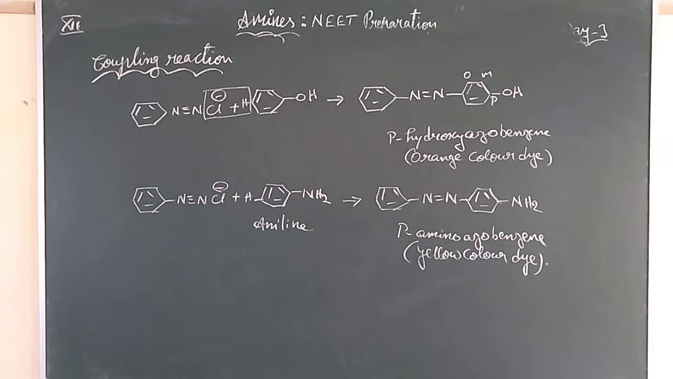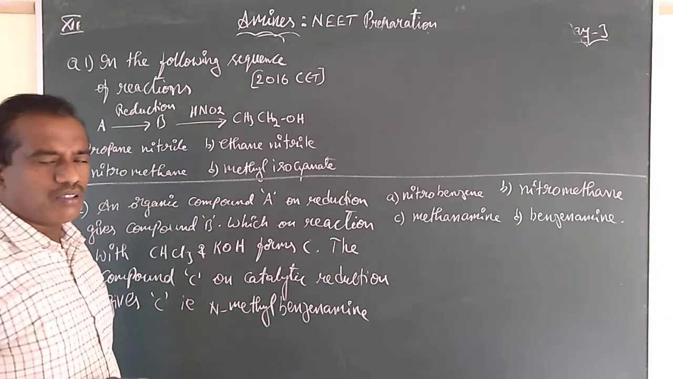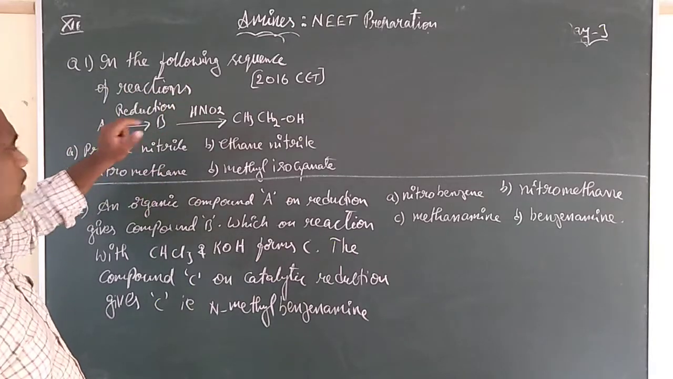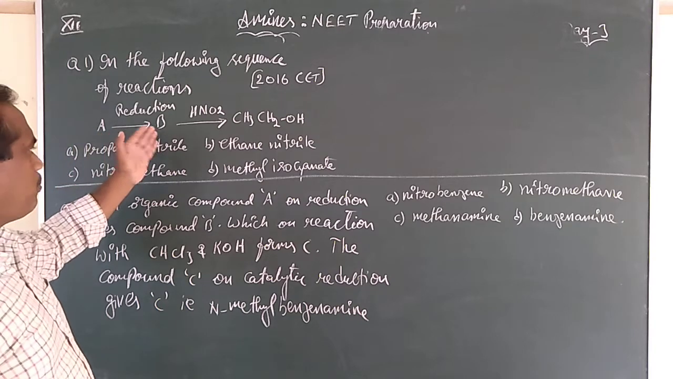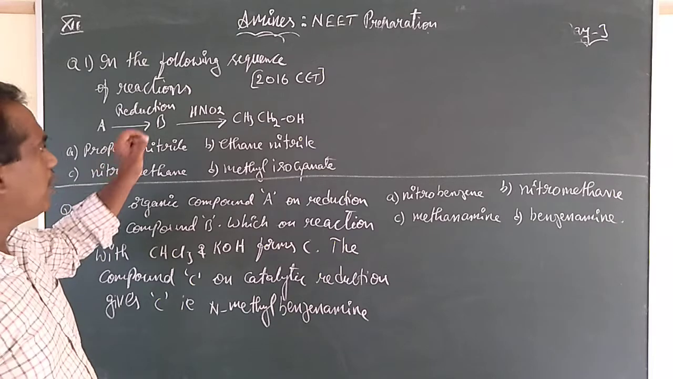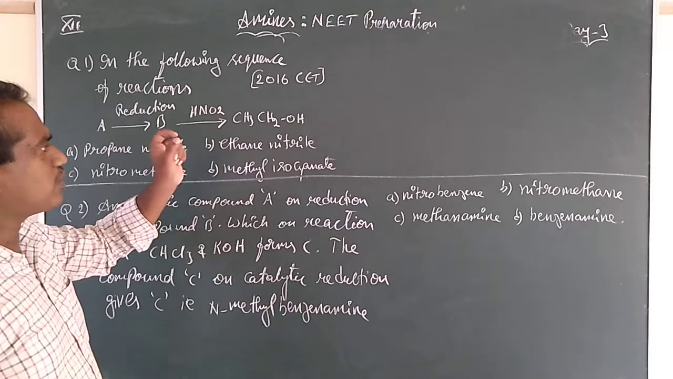In the last video we had done some concepts along with questions. In this video also we are going to see some questions now. Now it's the question hour round for us to learn. The question is there on the board. Can you read it? Good. What is the question? In the following sequence of reactions, A gives rise to B by the reduction process. B on reaction with HNO2 gives CH3CH2OH.